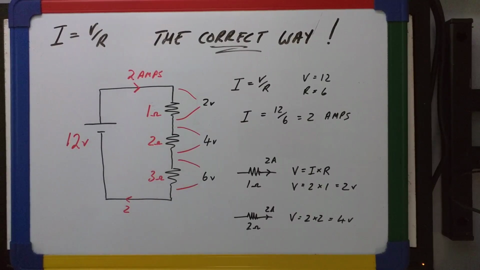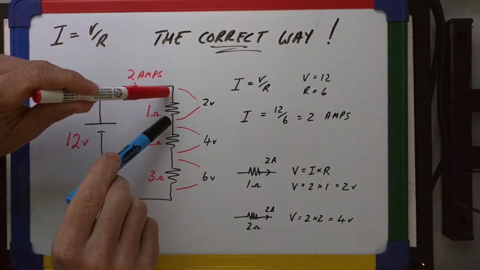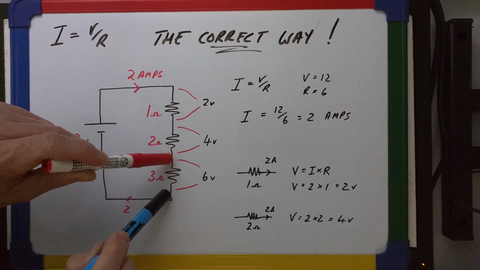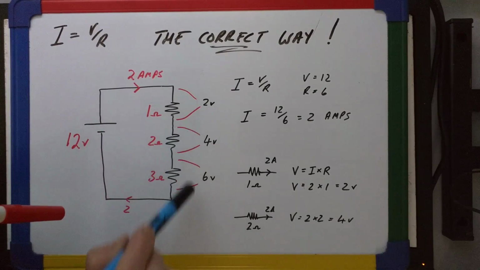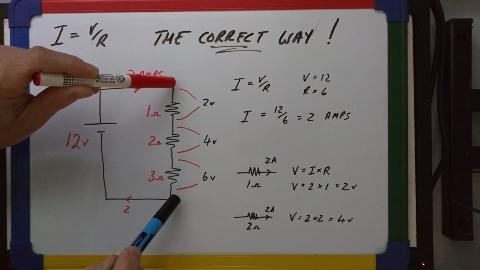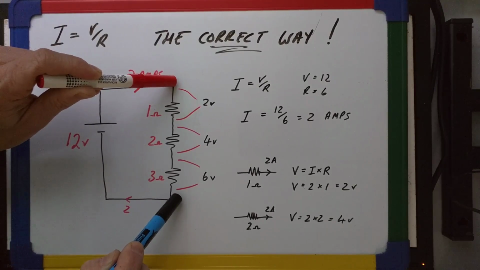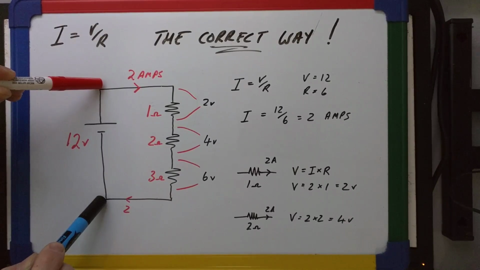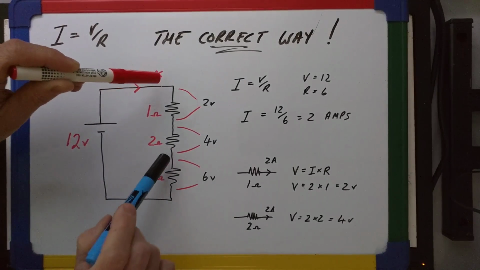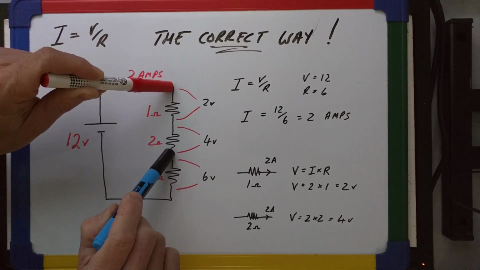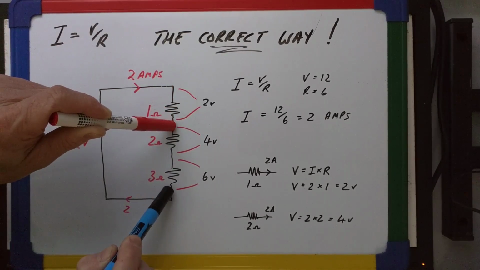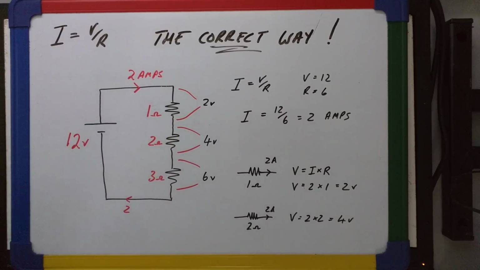So putting our digital meter across this resistor, we would read 2, across this one 4, across this one 6, and if we add those together we get 12, because if we put our meter here we read 12 in the same way that if we put our meter here we read 12. And it's worth noting that if we put our meter here it would read 6, 2 plus 4, and if we put it here it would read 10, 4 plus 6.